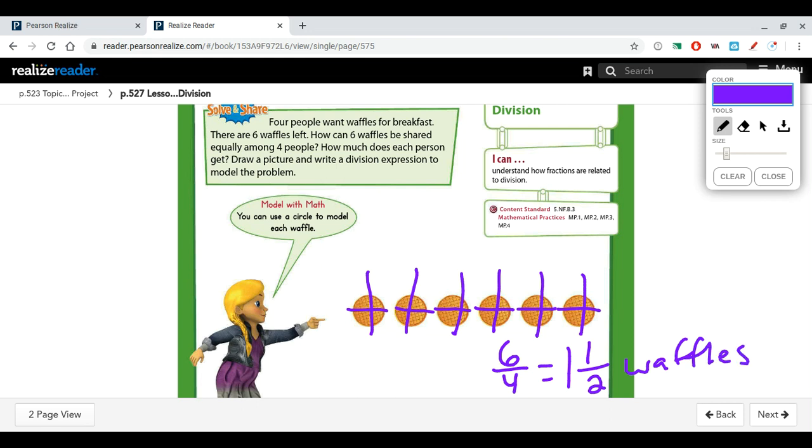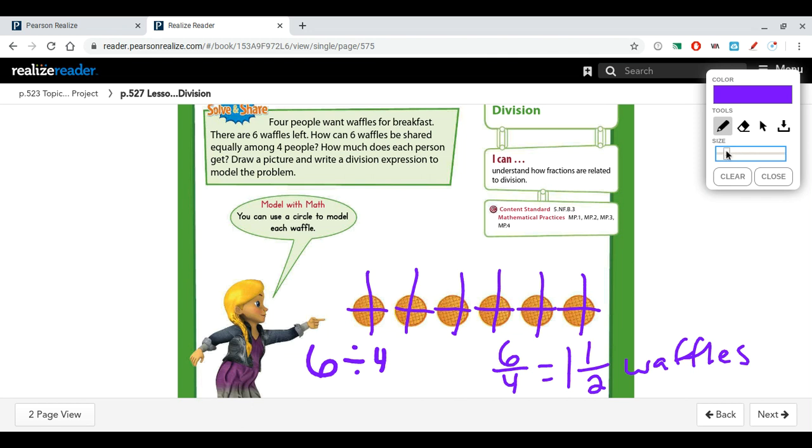Now, if I wanted to write that as a division expression, I can write it one of 2 ways. I look at how many pieces I have in total: 4, 8, 12, 16, 20, 24. So I could write it as 24 divided by 4. And when I do 24 divided by 4, I end up with 6, which is how I got 6/4. The other way that I can write it, which is probably going to make a little more sense as we get into our work with division and fractions, is 6 divided by 4.